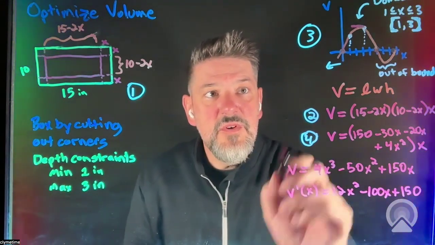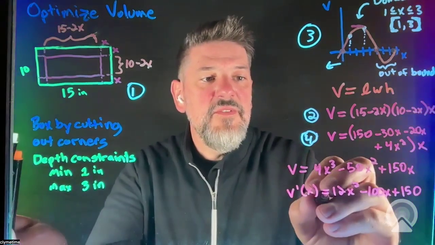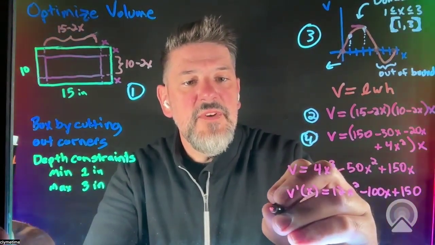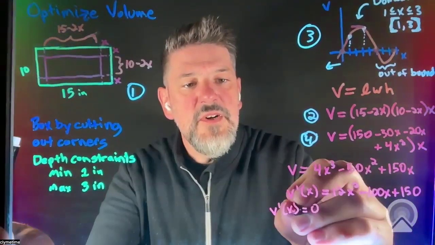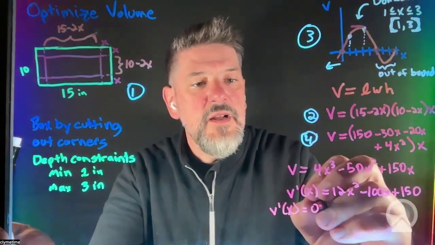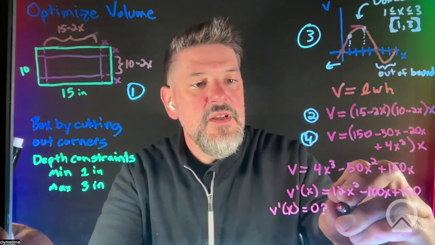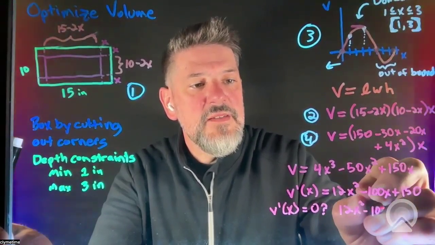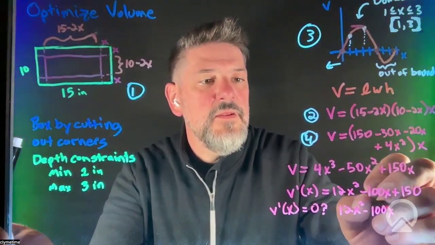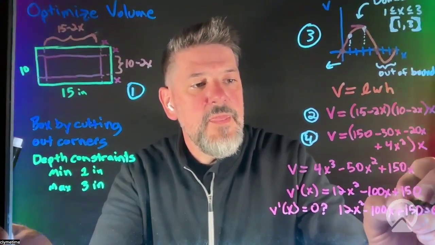And then what we want is to know where the slope is zero. So we set that equal to zero. So we say take v prime of x and set it equal to zero. So v prime of x, when is it going to be equal to zero? That's a question mark. And so what we're going to do is take this equation, 12x squared minus 100x plus 150, and set it equal to zero.